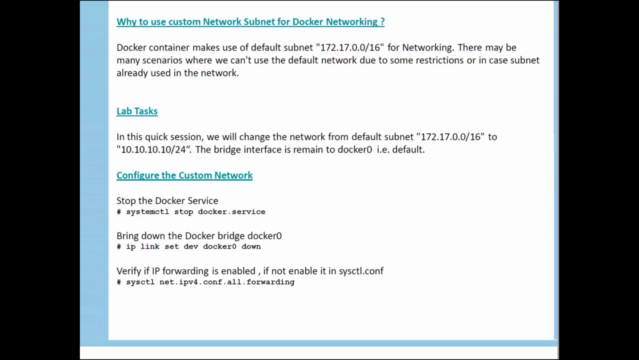Then we will verify whether IP forwarding is enabled or not. If it is not enabled, then we are going to enable it in sysctl.conf. Why do we need IP forwarding? The reason is, if we want to communicate with the outside network, then we need IP forwarding to be enabled.